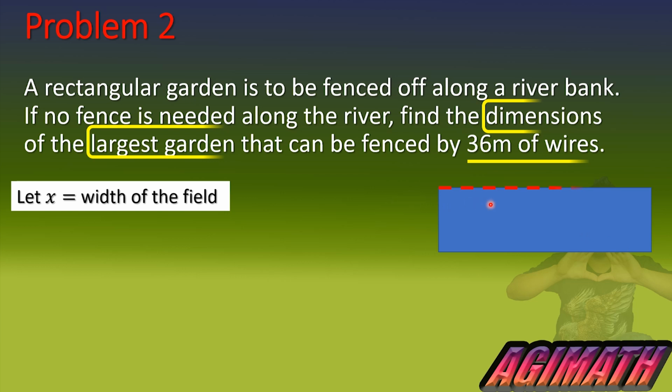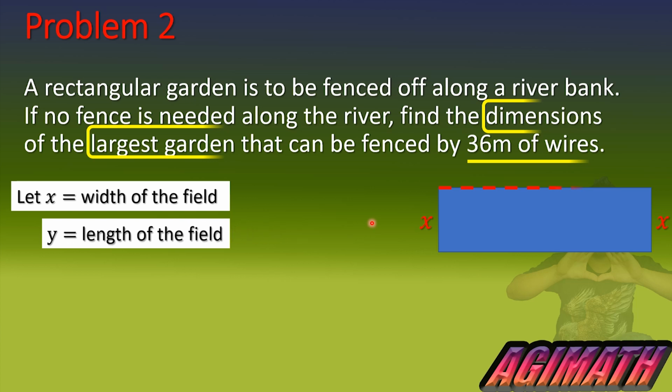So in that case, we can use the basic. If it's a known, then we can use any variable to represent it. So let x be the width of the field. So if I'm going to put it on the diagram, this will be the width. The width is being represented by x. And then for the length, we can let y be the length of the field.